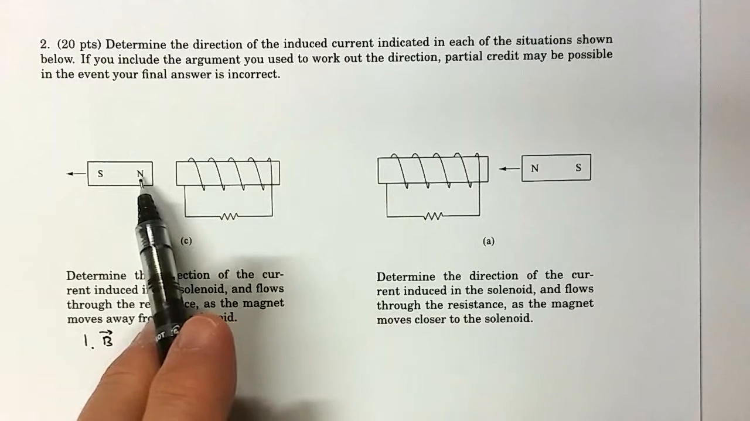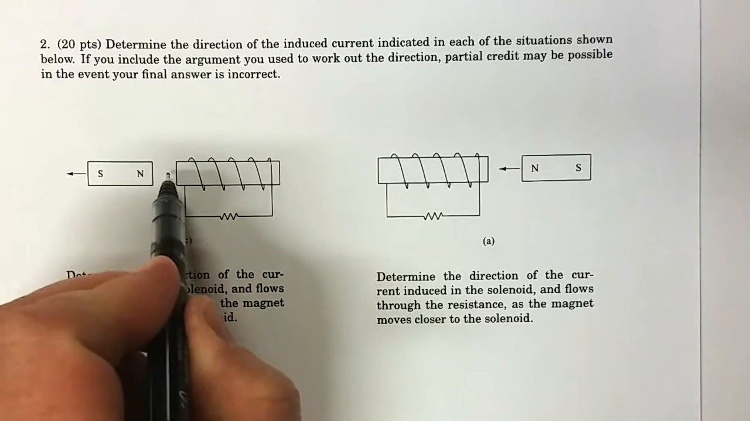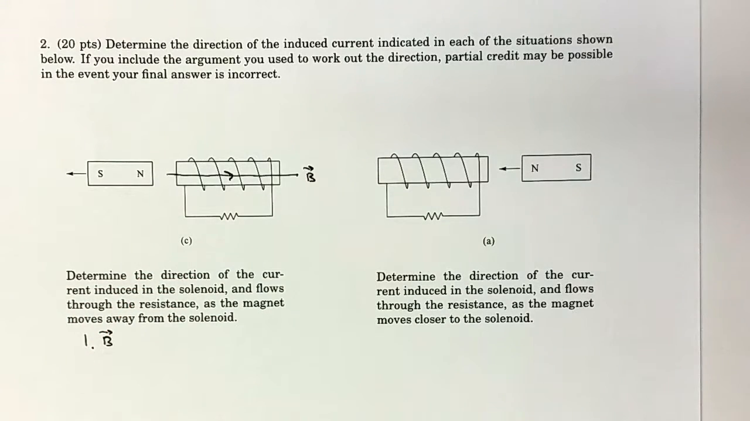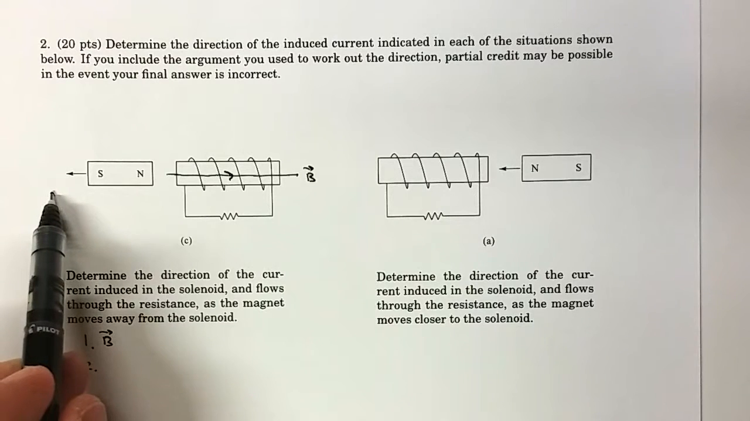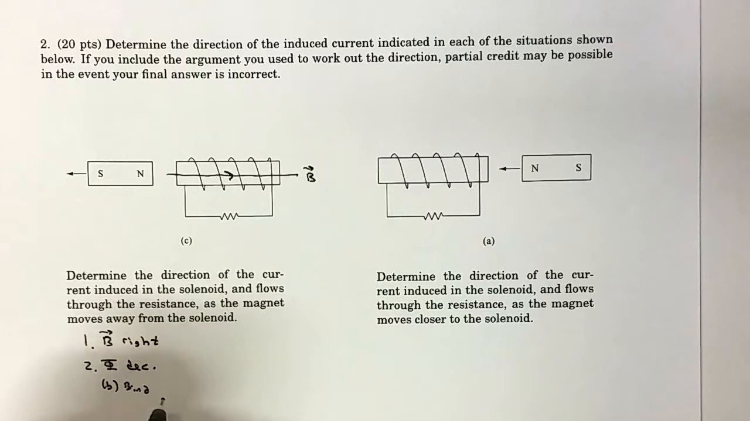Now in this case it's the magnet making the magnetic field. Magnetic fields point away from north poles, so the magnetic field should point generally to the right through that solenoid. Now, is this magnetic field getting bigger or smaller? Well, this magnet is moving away from the solenoid, so the magnetic field should be getting smaller, thus the flux should be decreasing, which is case B we talked about. If the flux is decreasing, the induced magnetic field should be in the same direction as the magnetic field in the first place, so also to the right.